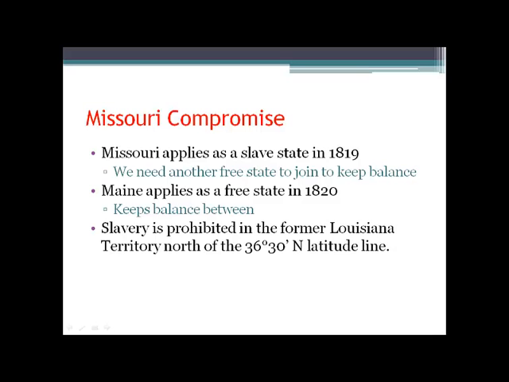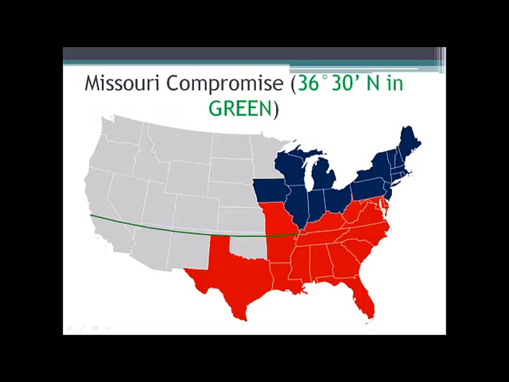But they also add in that slavery will be prohibited in the former Louisiana Territory north of the 36°30' latitude line. And let me show you a picture of that. So all the blue states are free, all the red states are slave, and the green line there is the 36°30' line of latitude. And so everything north of that, slavery will be prohibited.